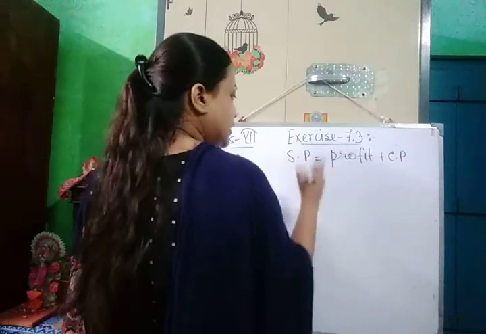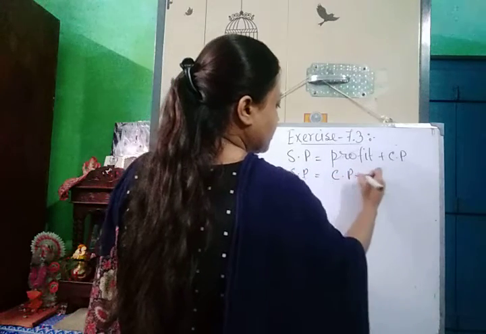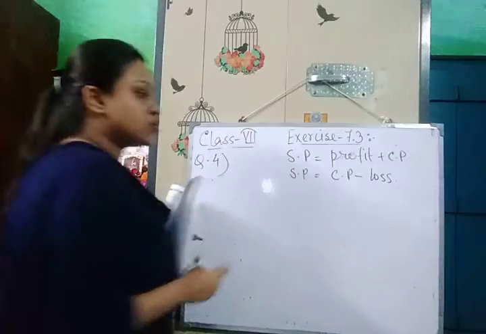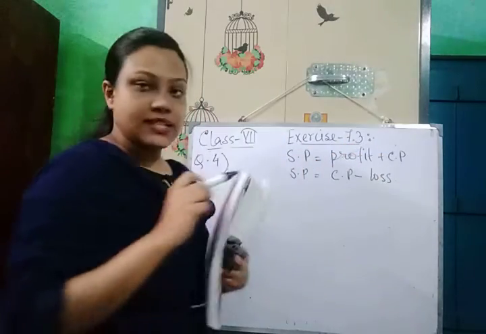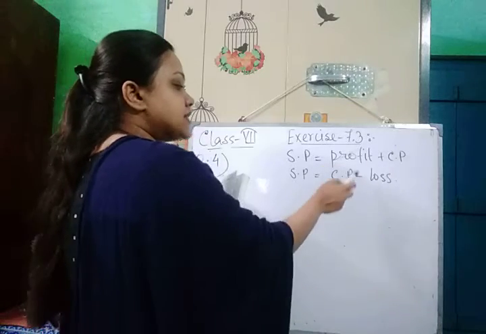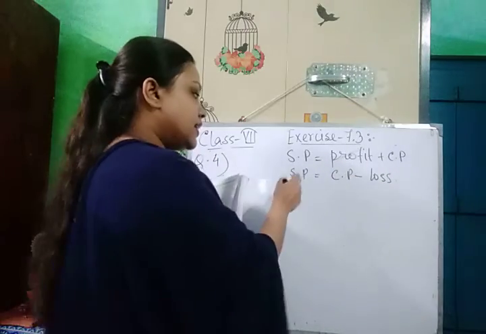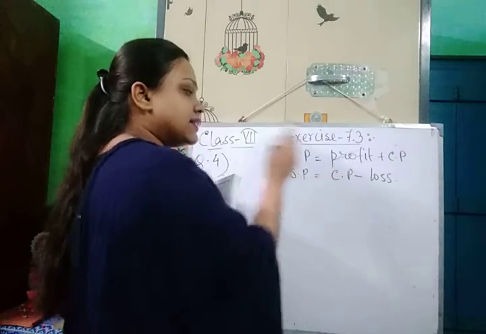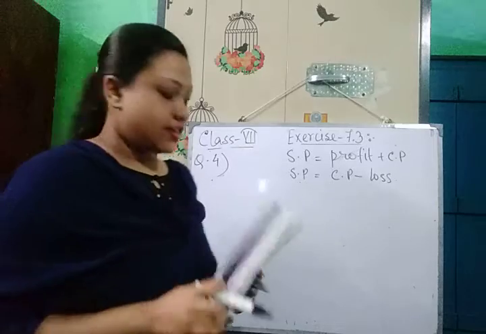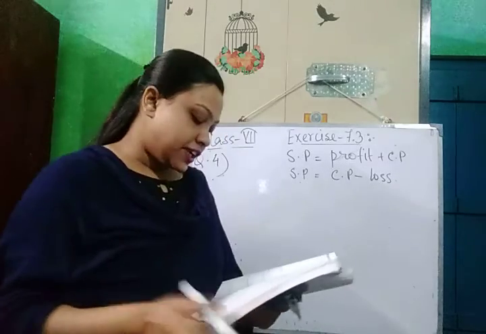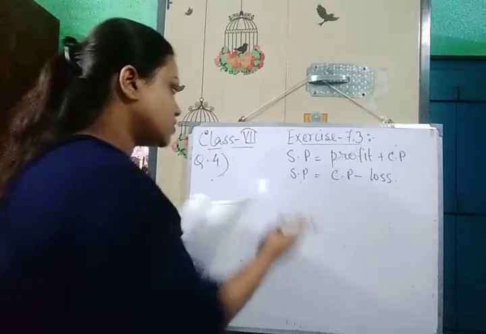And when the loss is given, then SP equals CP minus loss. So when the profit is given, we will add the profit with the CP to get SP, and when the loss is given, we will subtract the loss from CP, then we will get SP, because in case of loss always the SP is less than the CP, and in case of profit always the SP is greater than the CP. Okay. So now first we will find out what is the profit and what is the loss in both cases.